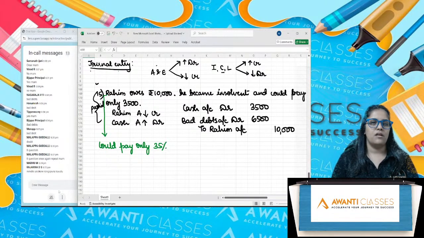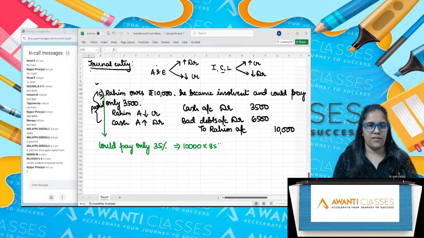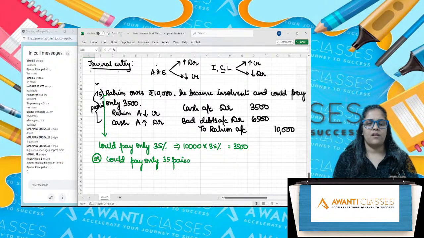35%. Okay, so they'll not give you the amount, they'll tell you he is only paying 35%. Then what you'll do? 10,000 into 35% he will pay. So 3,500 he will pay. Okay, or they will say could pay only 35 paisa in a rupee.